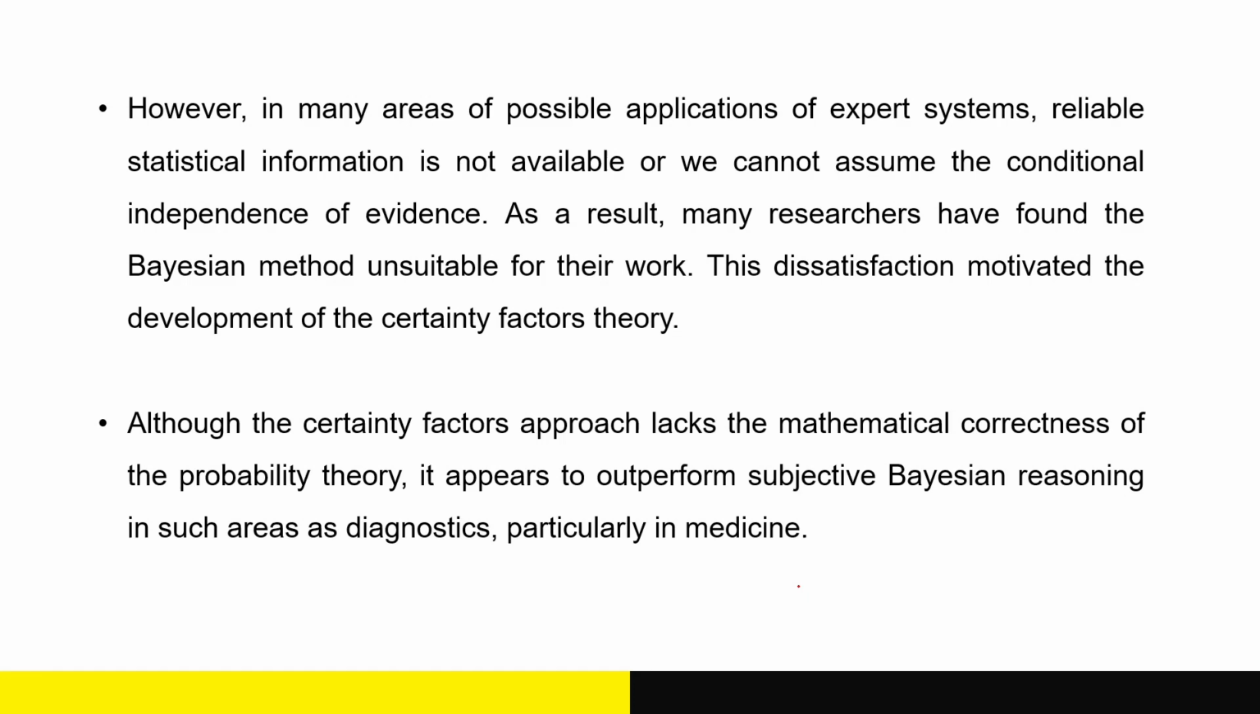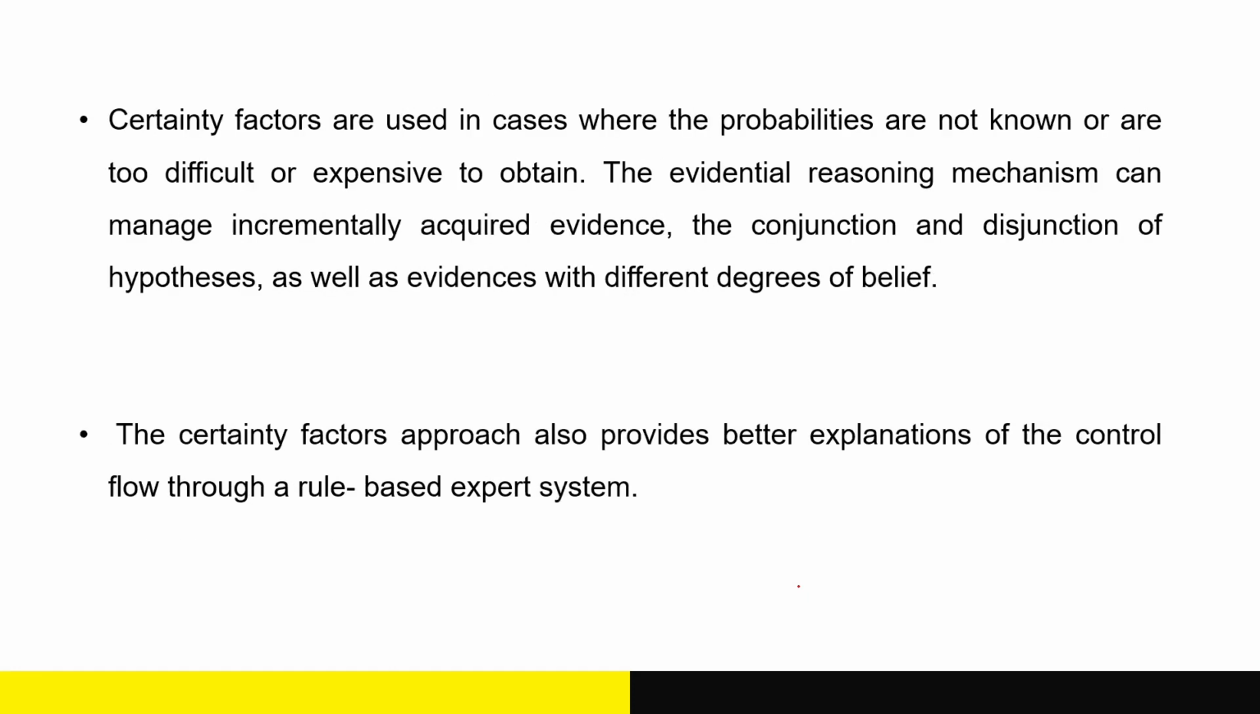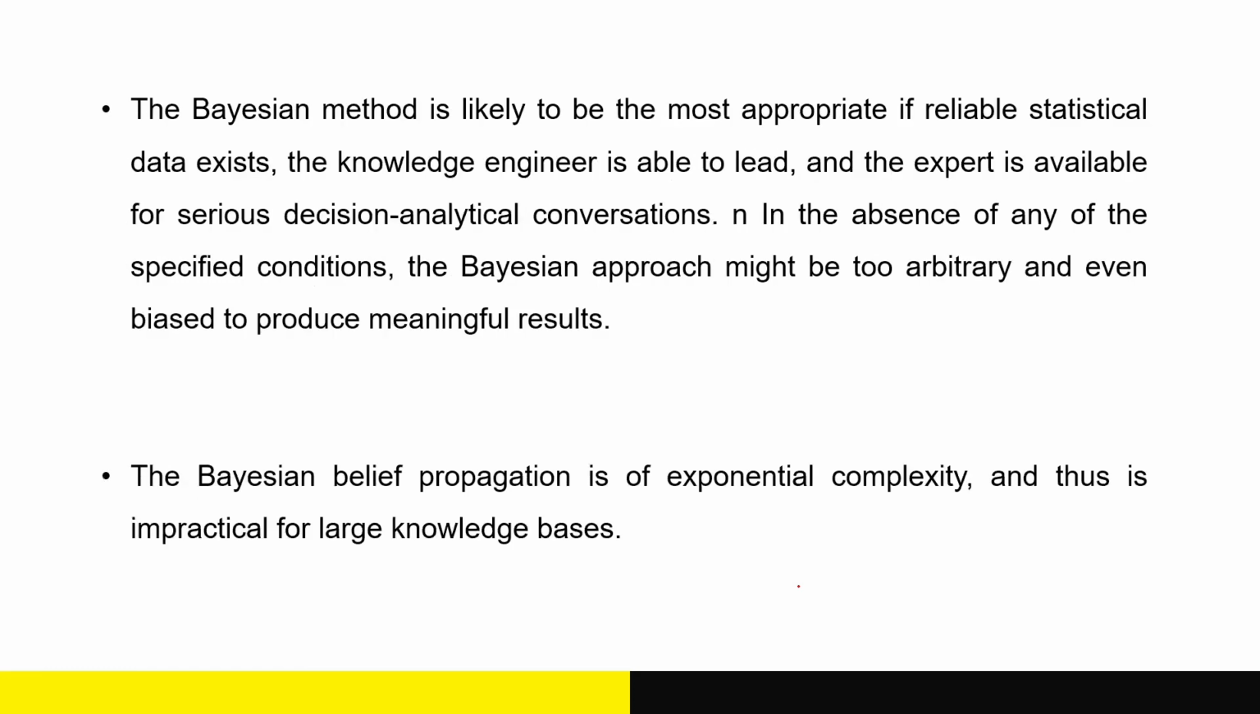And one example that we gave a while ago is the Bayesian expert system. Certainty factors are used in cases where the probabilities are not known or are too difficult or expensive to obtain. The evidential reasoning mechanism can manage incrementally acquired evidence, the conjunction and disjunction of hypotheses, as well as evidence with different degrees of belief. The certainty factors approach also provides better explanations of the control flow through a rule-based expert system.